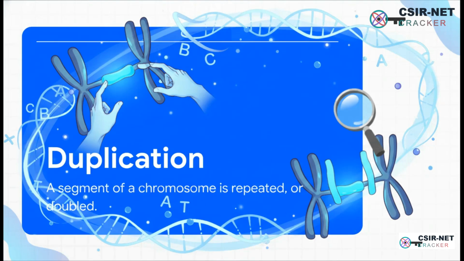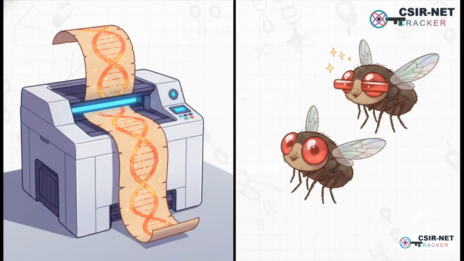Okay, next we have duplication. Here, a segment gets accidentally copied and pasted. Think of it like a page getting stuck in a photocopier, and you get an extra copy. Now, this is a really profound concept. Yeah, it can cause changes like the Bar eye trait you see in fruit flies, but duplication is also one of the main engines of evolution. Why? Because it creates a spare copy of a gene. That spare copy is then totally free to mutate and take on a completely new job without messing up the original. This is literally how entire gene families, like the ones that give us our sense of smell, are born.